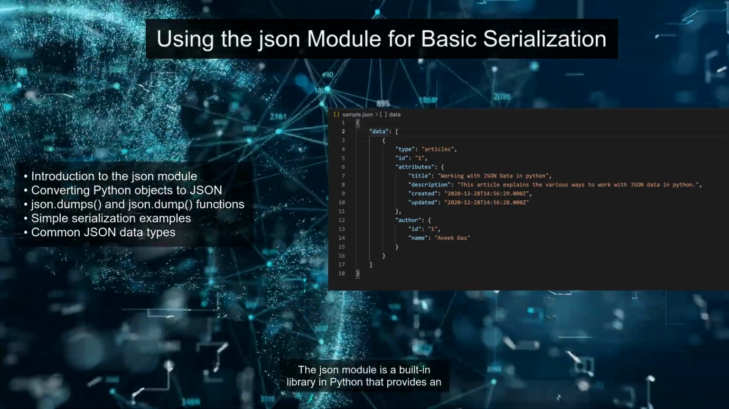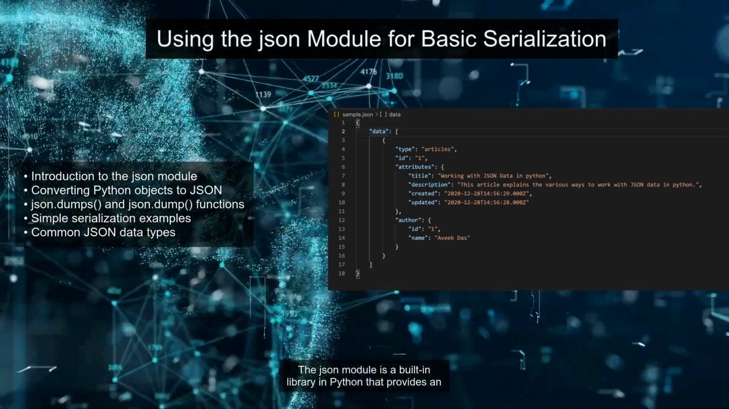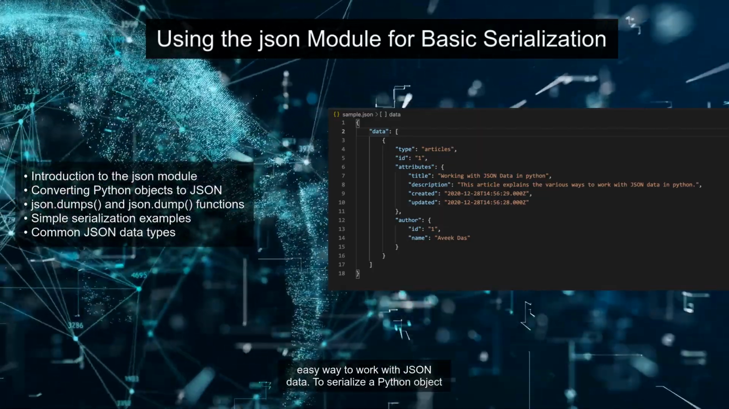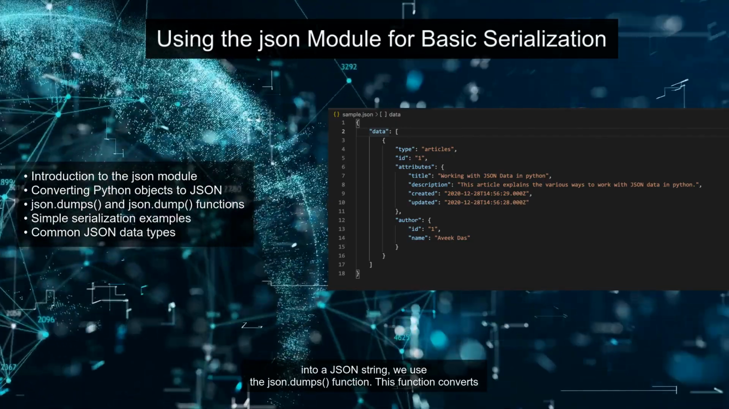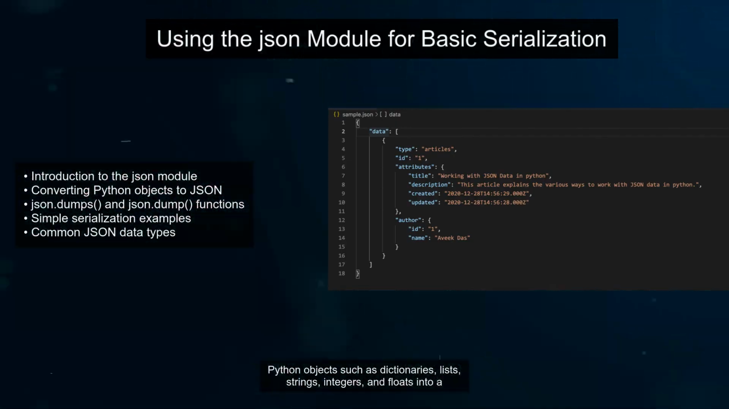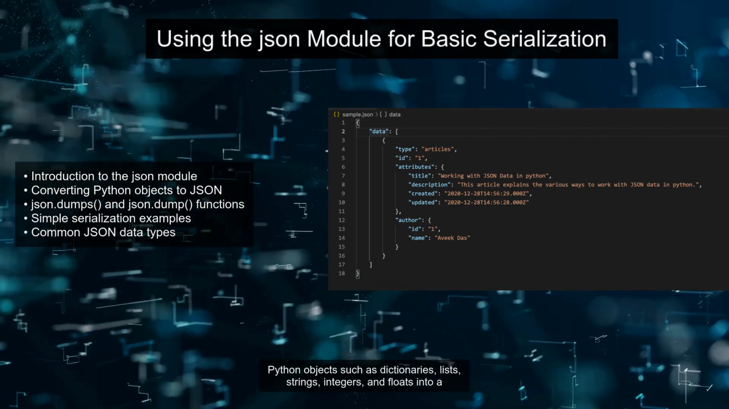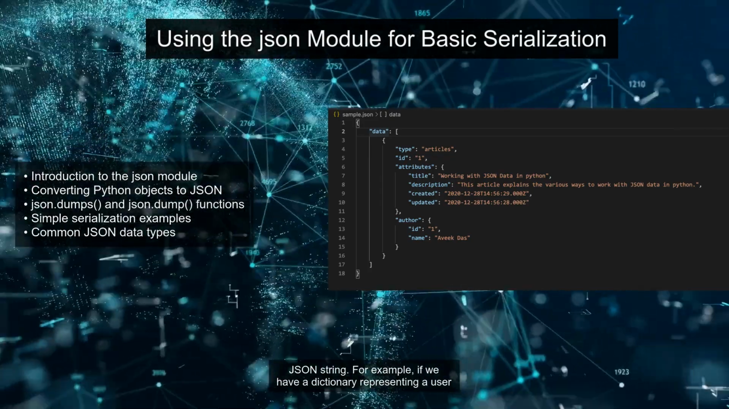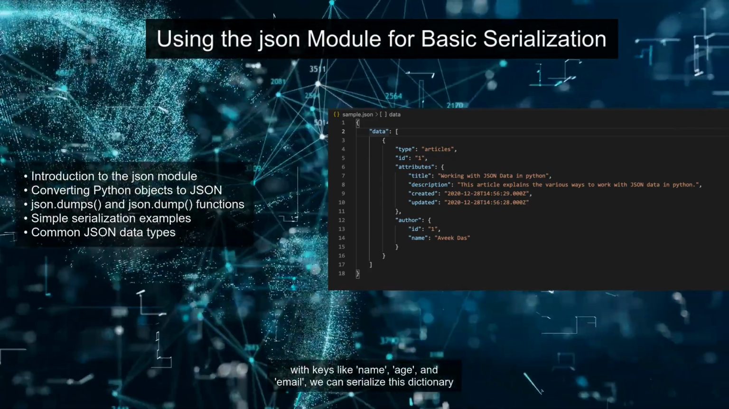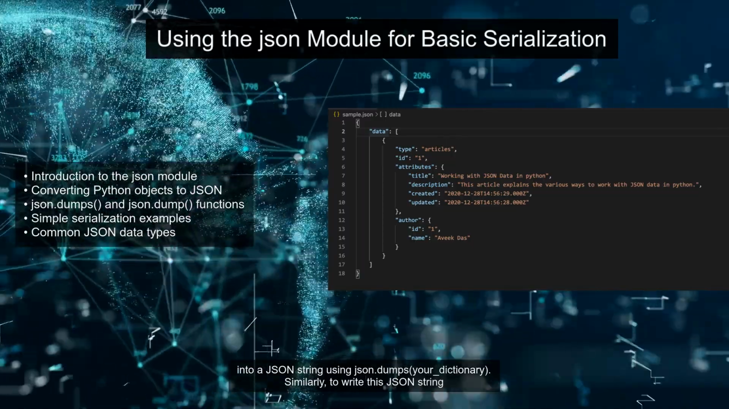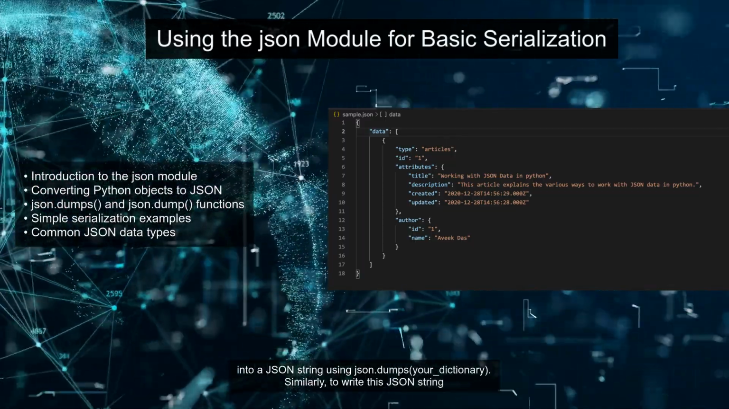The JSON module is a built-in library in Python that provides an easy way to work with JSON data. To serialize a Python object into a JSON string, we use the json.dumps function. This function converts Python objects such as dictionaries, lists, strings, integers, and floats into a JSON string. For example, if we have a dictionary representing a user with keys like name, age, and email, we can serialize this dictionary into a JSON string using json.dumps(your_dictionary).